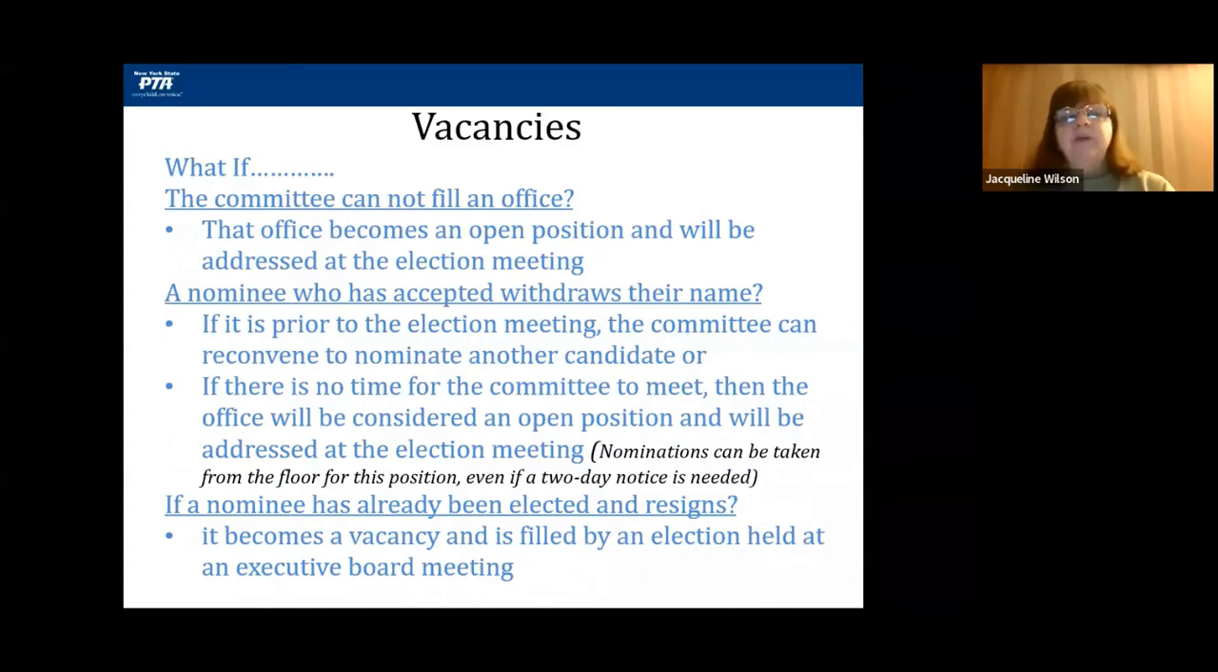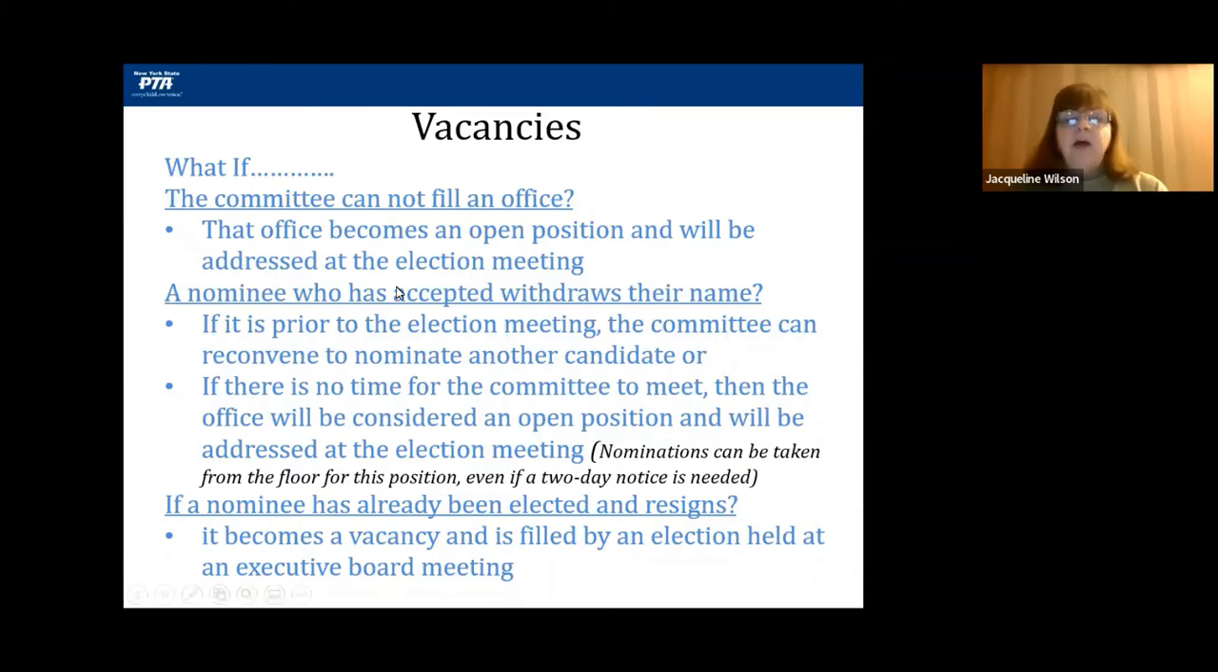Well, what happens if the committee cannot fill an office? Then that office becomes an open position and will be addressed at the election meeting. So let's say you come up with a slate, but you could not find anybody for vice president. So that becomes an open position and it is taken up at the election meeting.